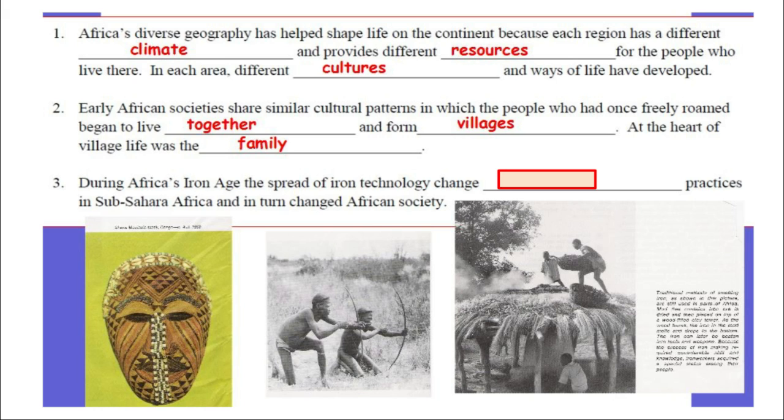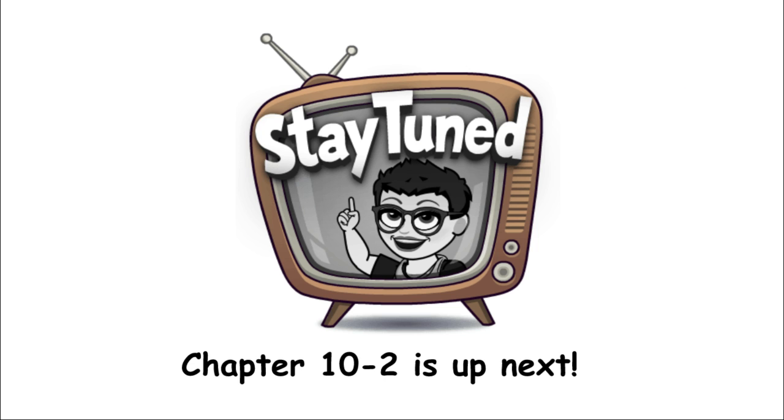During Africa's Iron Age, the spread of iron technology changed farming practices in sub-Saharan Africa. Sub-Saharan Africa is actually Africa south of the Sahara Desert, and it changed Africa's society. When we think about the spread of technology, we've talked about some of our earliest civilizations and how they acquired the use of iron. At some point in time, this is going to be traded off, and eventually it's going to end up in Africa, and it's going to be utilized within their farming communities.